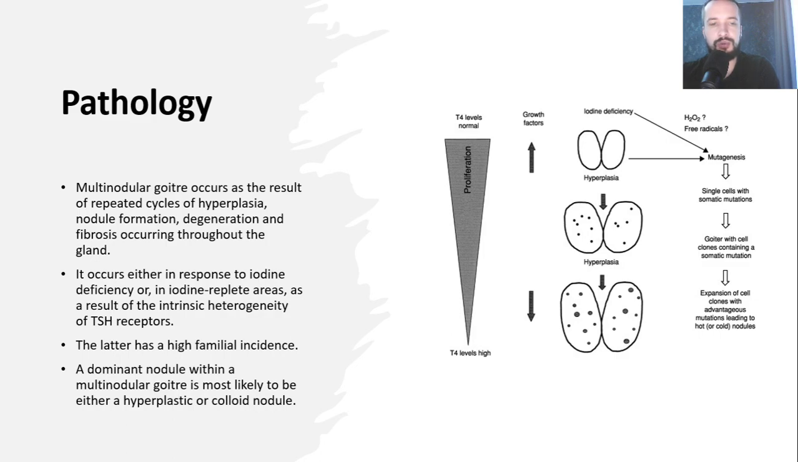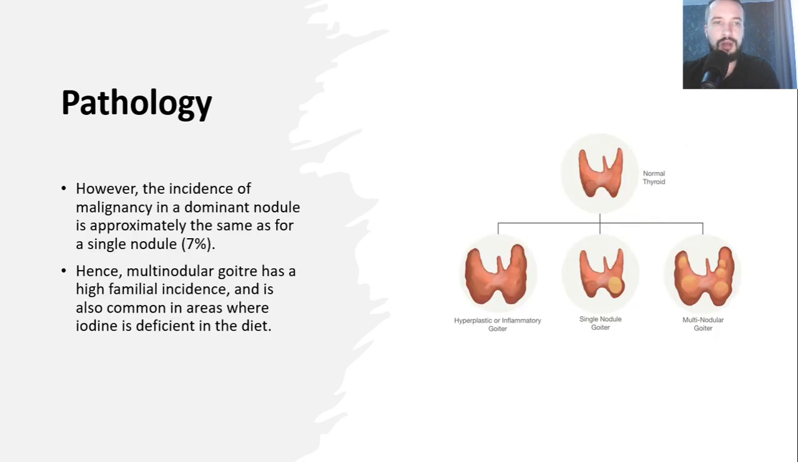A dominant nodule within a multinodular goiter is most likely to be either a hyperplastic or colloid nodule. However, the incidence of malignancy in a dominant nodule is approximately the same as for a single nodule. Multinodular goiter has a high familial incidence and is also common in areas where iodine is deficient in the diet.